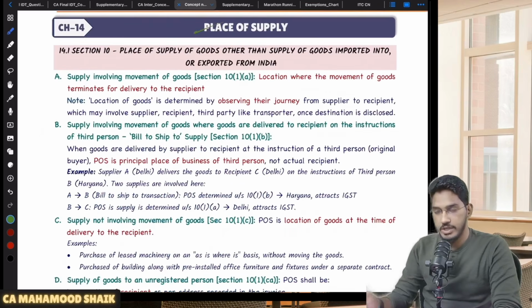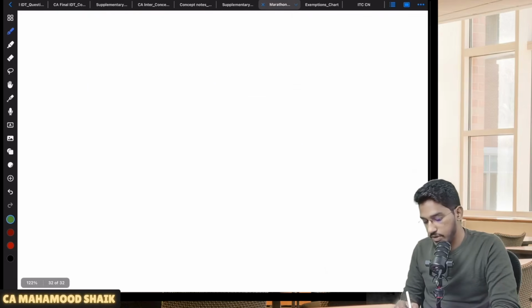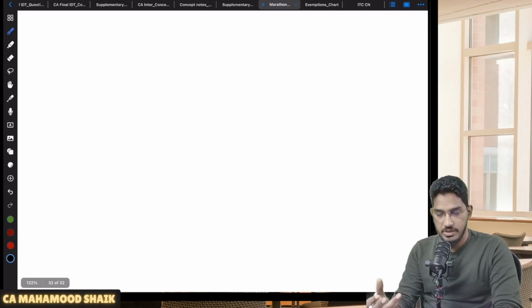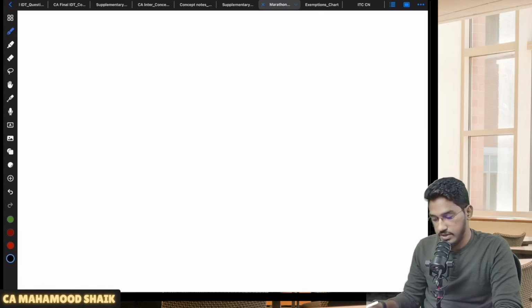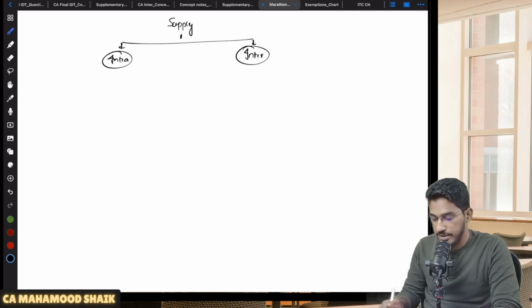We'll try to do the place of supply chapter quickly, but before that, a little bit of intro on what exactly this chapter is going to talk about. If you remember the discussion from the introduction to GST chapter, I was saying that which GST you are going to collect depends on the bifurcation of supply. So we have to divide supplies into two categories. Either it could be an intrastate supply or an interstate supply. Whatever supplies are happening under GST, we can broadly divide into these two categories.